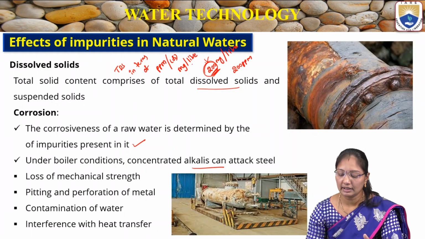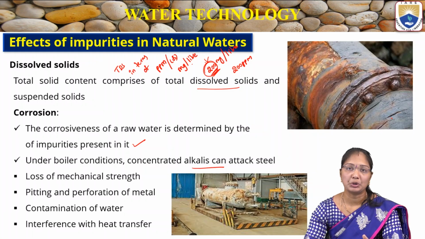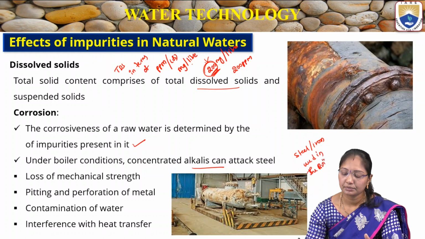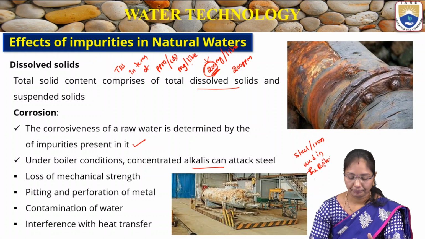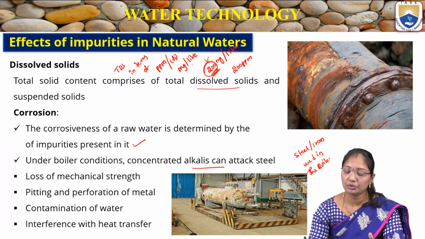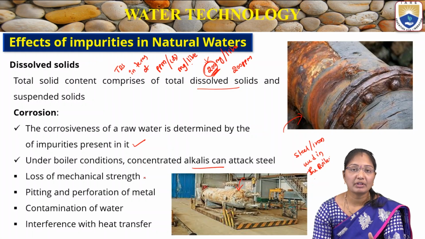See here, in industry many containers or pipelines are used. The presence of these salts reacts with the steel or iron used in the boilers. It causes corrosion. So under boiler conditions, concentrated alkalis can attack steel. What happens due to this attack on the pipelines or boilers? There is a loss of mechanical strength of the pipes.